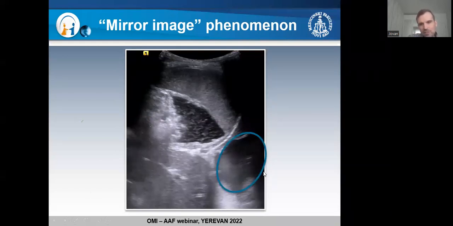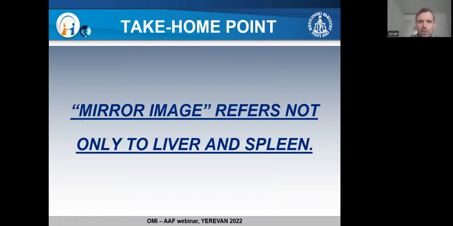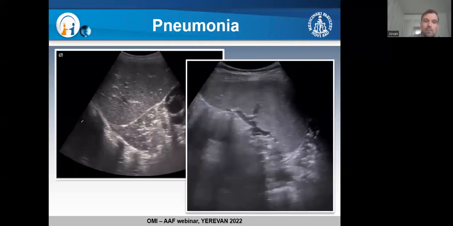There is this anechoic formation within the left lung base, and it could be a cyst, it could be an abscess within the left lung base, but in this case, this was just a supradiaphragmatic projection of a fluid-filled stomach. So you have to be patient about it. So what is our first take-home point? Mirror image refers not only to liver and spleen, very important.